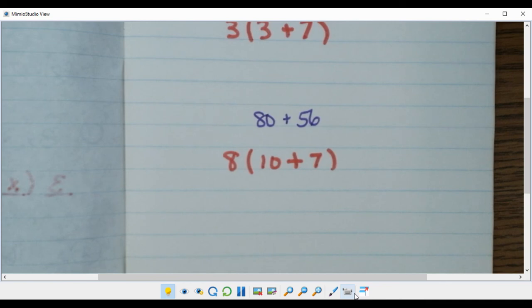So factoring and distributing really just undo each other. One is multiply, one is divide. The setup is pretty much the same.